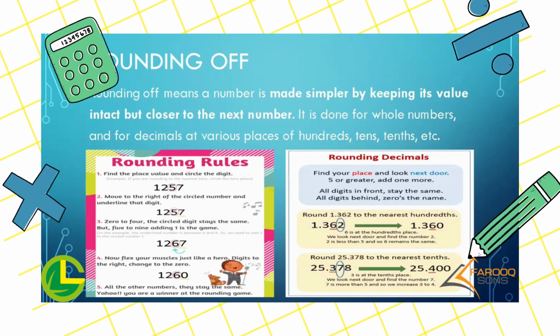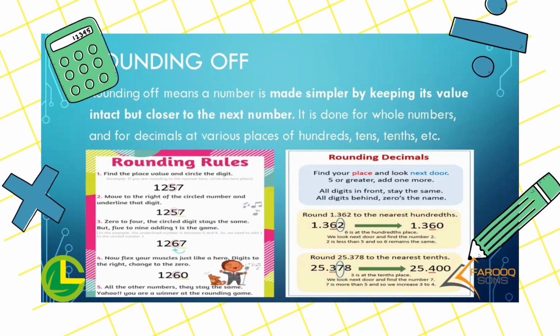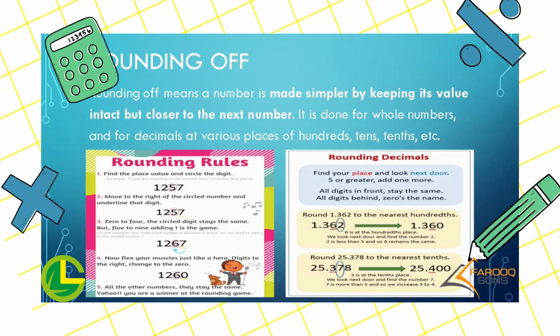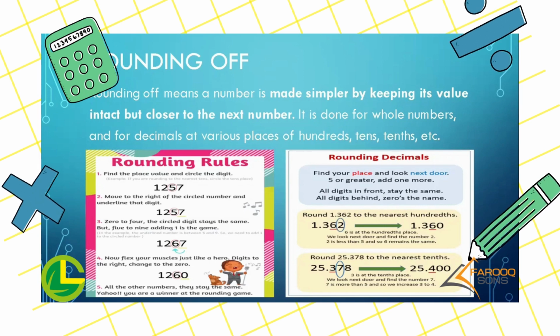In the second one, 25.378 was being rounded off to the nearest tenths. You circle the 3 and you decide whether the 7 can give a plus 1 to the 3 or not. In this case, obviously it can, because 7 is more than 5. So 25.4 is my answer. The last two numbers become 0, and whether you write the zeros or not is again your choice.